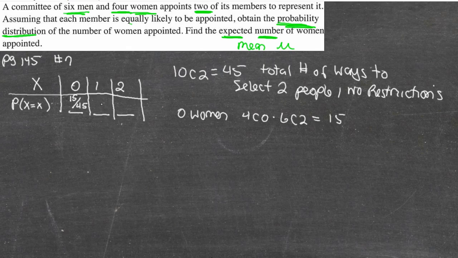And now I think about 1 woman. Well, that's going to be 4C1 times 6C1. And that's going to give me 24 ways. And that's 24 out of 45.